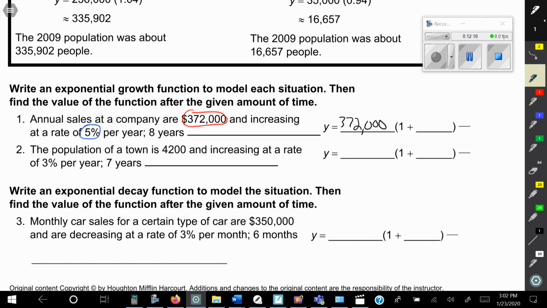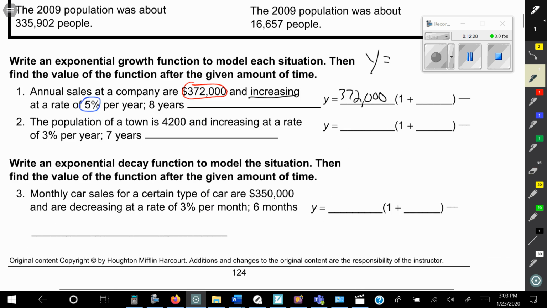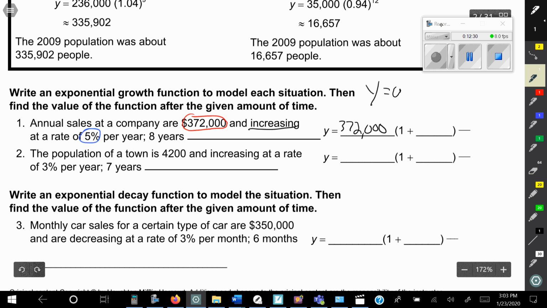And since they say it's increasing, that means it's growth. So that means we're going to have y is equal to, make sure I write the formula down right, A times 1 plus R raised to the T. Okay, and A is here, and then we got the 1 plus the rate, which is going to be 0.05. I want to raise that to the T, which is 8 years. And when we type that in the calculator, we end up with 549,613.